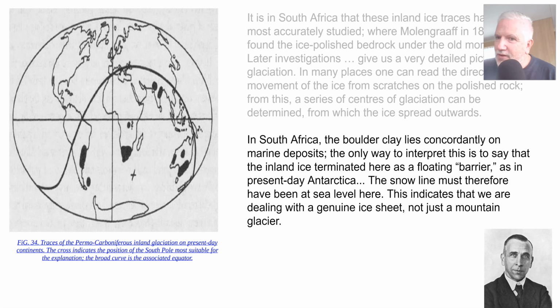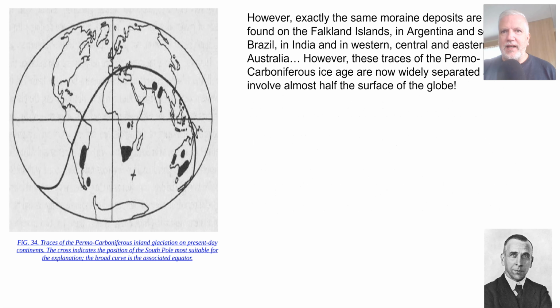The only way to interpret this, he says, is to say that the inland ice terminated here as a floating barrier, as in present-day Antarctica. The snow line, he inferred, must therefore have been at sea level here. This indicates that we're dealing with a genuine ice sheet, not just a mountain glacier.